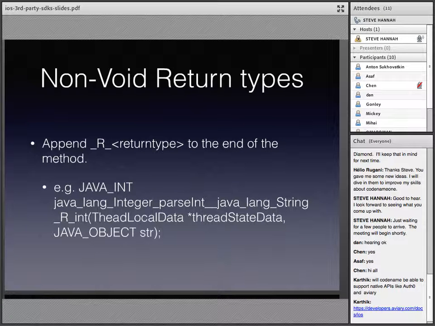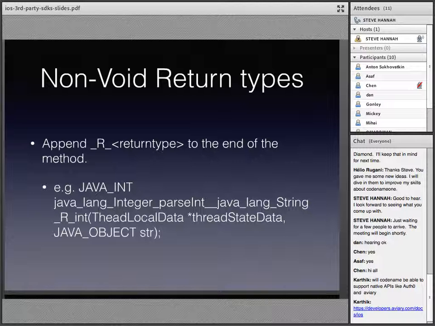And now for non-void return types, the function name that's generated in C will have the return type appended to it. So at the very end of all of your parameter listings, you'd have underscore capital R underscore and then the return type to the end of the method.